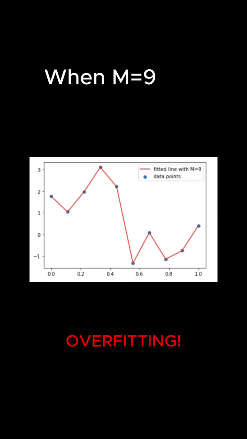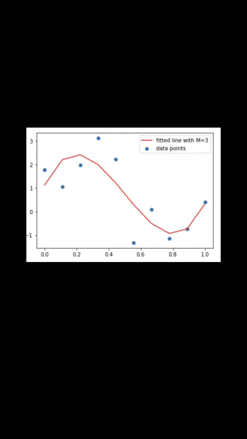So how do we choose the right m? We split our data, train on some, and test on some unseen data. Then we pick the m with the lowest test error. The sweet spot is where the test error is minimized, and in our case, that's m equals 3. So that's the model that generalizes the best.